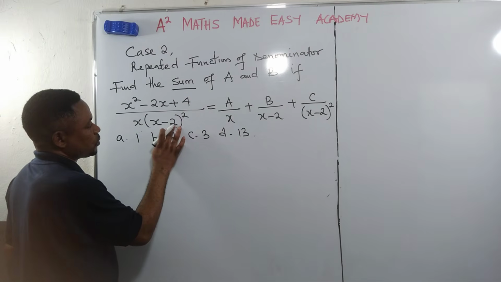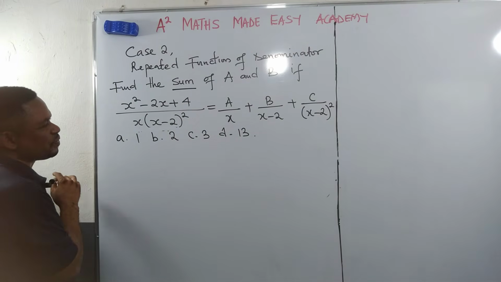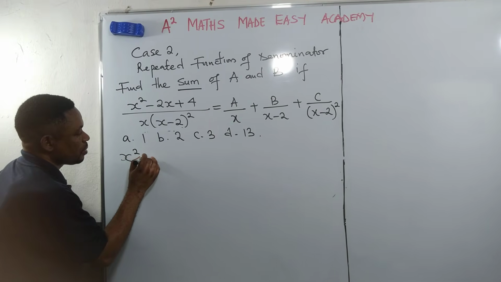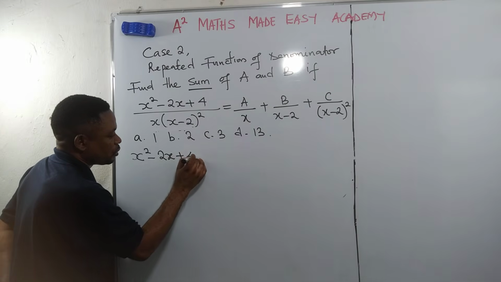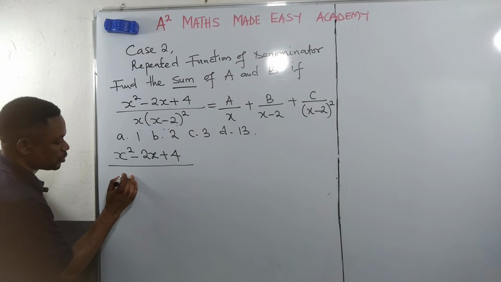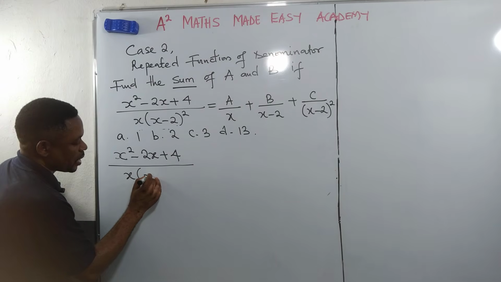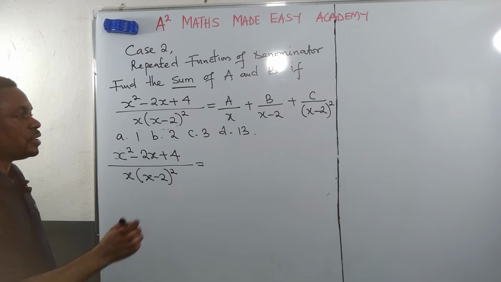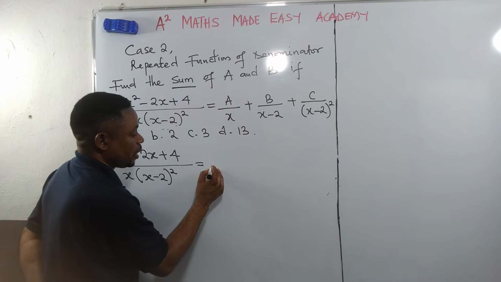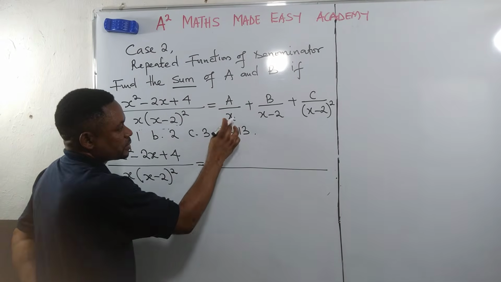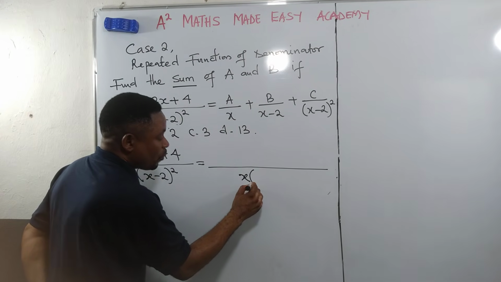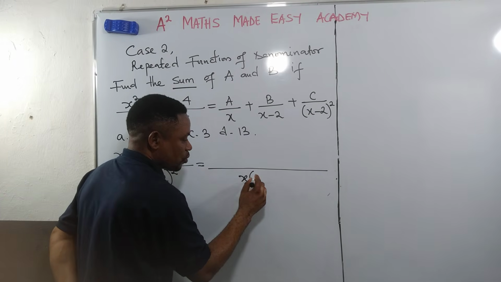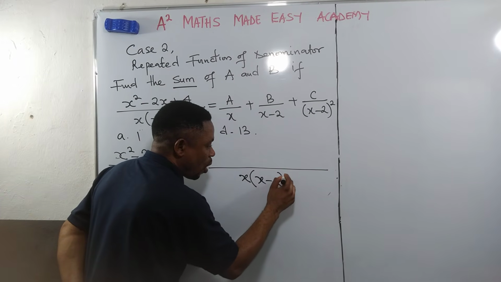Now let's solve this particular problem. It is very simple. First of all, we consider (x squared minus 2x plus 4) divided by the denominator, which is x, bracket (x minus 2) all squared. All we are going to do is to take the LCM of the right hand side. The LCM is the first one, x, and the last one, because this and this are the same. So you pick the last one, which is (x minus 2) all squared.